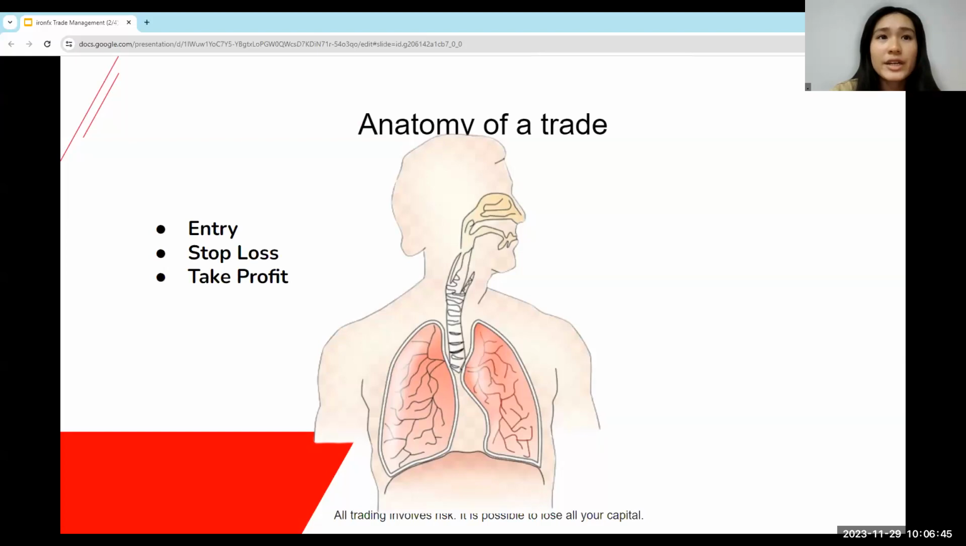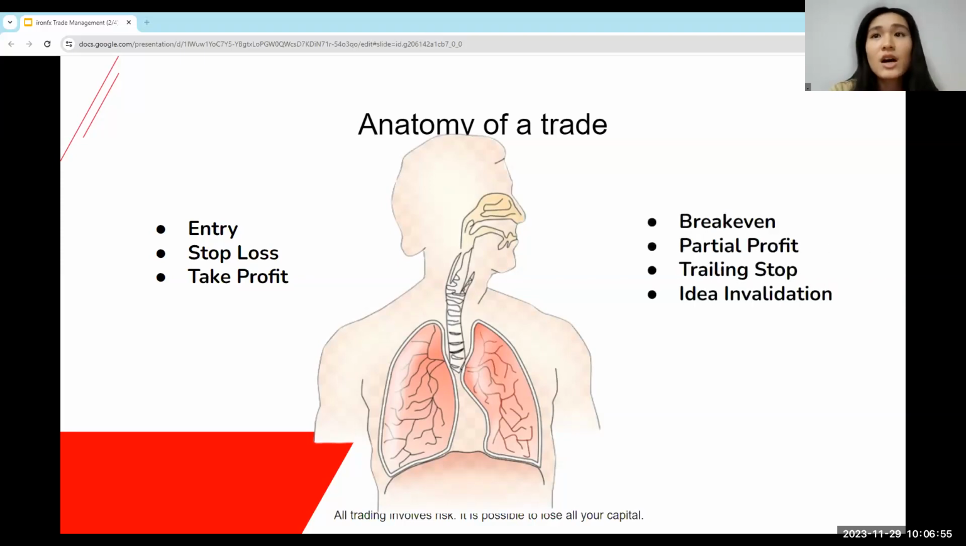So the anatomy of a trade consists of the basics, which are mainly entry, stop loss, as well as take profit. But of course, there are other parts as well that constitute a trade, such as your break even, partial profit, trailing stop loss, as well as idea invalidation. So today we're only going to be talking about break even as well as partial profit. But if you are interested in trailing stop as well as idea invalidation, stay tuned for next week as well as the following week's webinar where we'll go through those in depth.